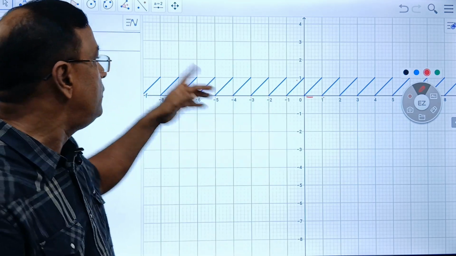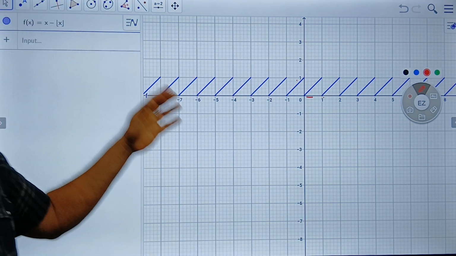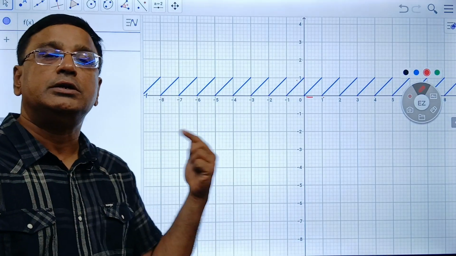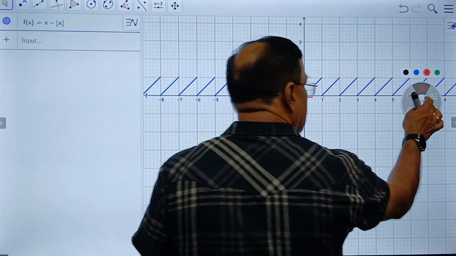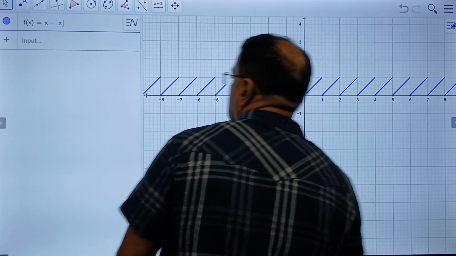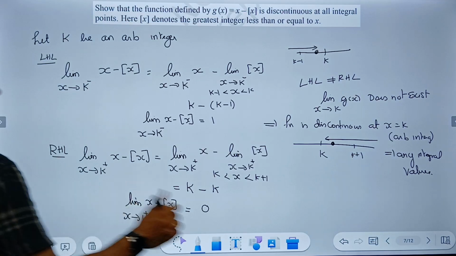This is the graph of x minus the greatest integer function of x, where the function is continuous between two consecutive integers, but it is discontinuous at all integer values. So that's another way to analyze, look at it and understand. These graphs help you to understand things better. Now let's go to the next question.